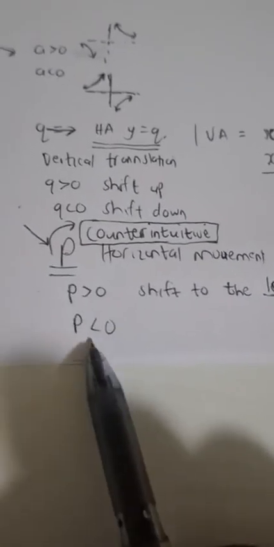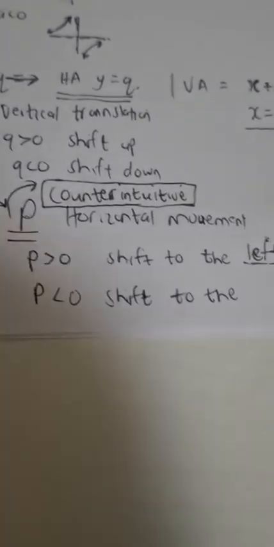Secondly, when p is less than 0, once again, what is your natural instinctive thought process when you're talking about p less than 0? Is it a movement left or right? So it is obviously counterintuitive. When p is less than 0, we say that the function shifts to the right.